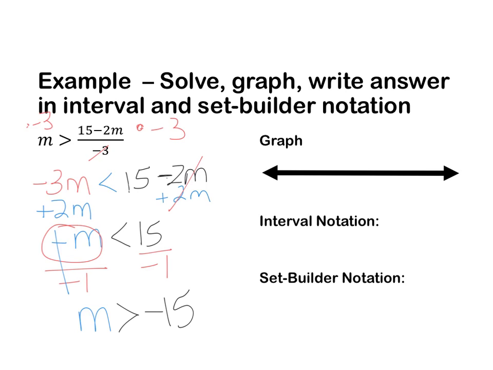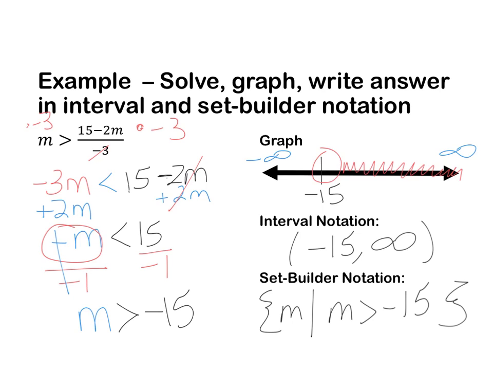If you got that correct, I would like you to pause the video now and try to finish the graphing, interval notation, and set builder notation. Restart when you're done. Alright, so if you've checked your work, this should be what your graph looks like, your interval notation, and your set builder notation. If you're having trouble, write down a couple questions for yourself and we'll talk about it tomorrow.